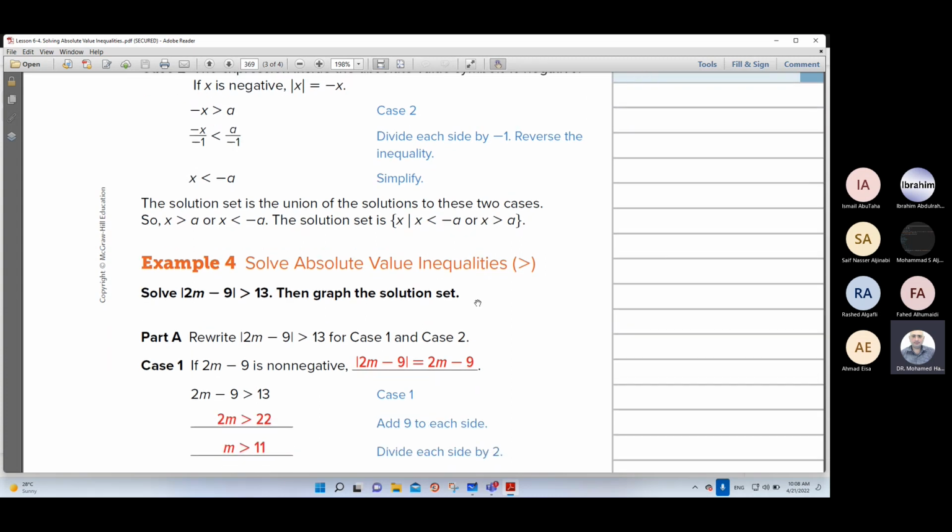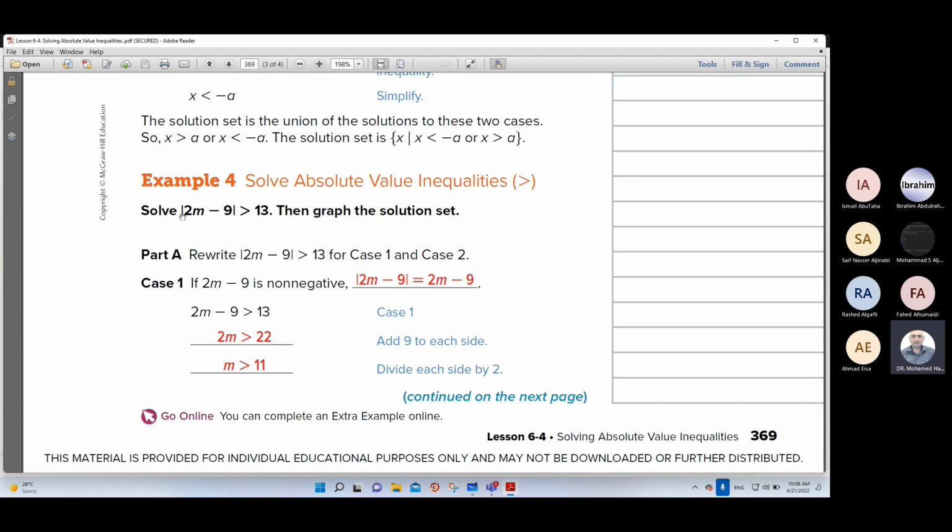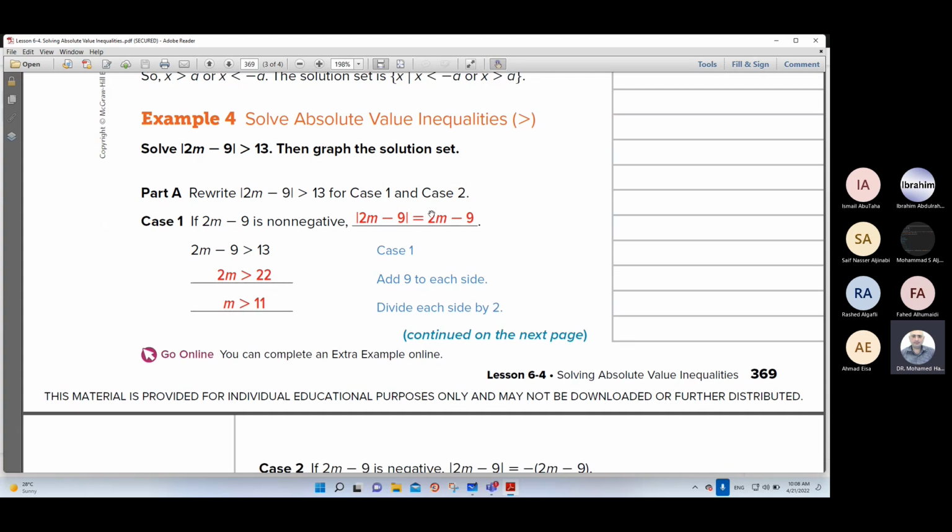Example, solve absolute value inequalities using greater than. For example, solve the absolute value of 2m minus 9 greater than 13. Then graph the solution set. So, rewrite the absolute value of 2m minus 9 greater than 13 for case 1 and case 2. Case 1: if 2m minus 9 is non-negative, we write the same value, 2m minus 9. So we can write here 2m minus 9 greater than 13.